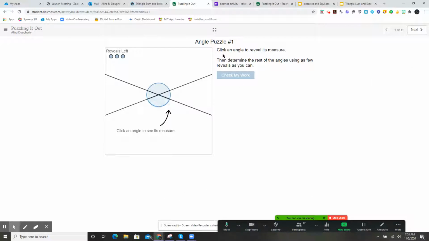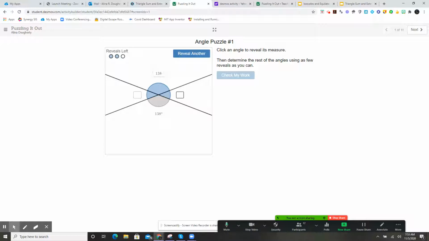So basically, you're going to follow the directions. It says click on an angle to reveal its measure. So I'm going to click on this obtuse angle. Which other angle is going to be 138? The angle across from it. So I can put in 138. The whole idea with these puzzles is to click reveal the least number of times necessary.